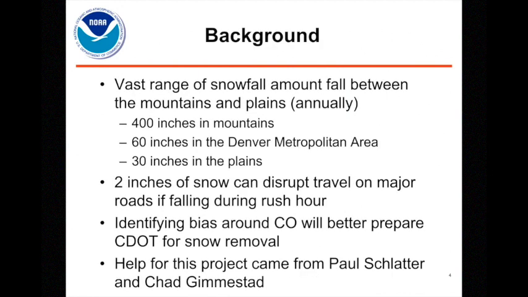So some background: snowfall in Colorado ranges from about 400 inches in the mountains to about 30 inches in the plains to about 60 inches in the general Denver metropolitan area. Like I said, 2 inches of snow can disrupt travel on these major interstates, being I-25 and I-70, especially during rush hour, and identifying the biases will better prepare CDOT for snow removal in these towns.